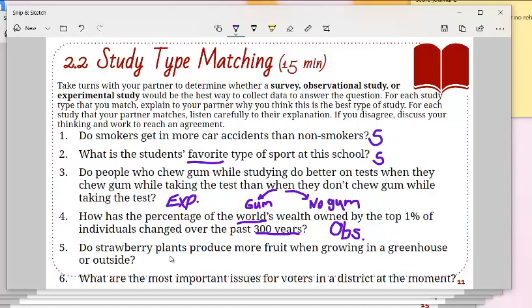Number 5, do strawberry plants produce more fruit when growing in a greenhouse or outside? I'm seeing that same kind of graphic I drew up above, where I have 2 distinct groups, where we're in a greenhouse or we're growing outside. And I could compare these 2 to figure out how many strawberries they're making. Because I have 2 distinct groups like this and I'm comparing their data, this is sounding an awful lot like an experiment that I would do.